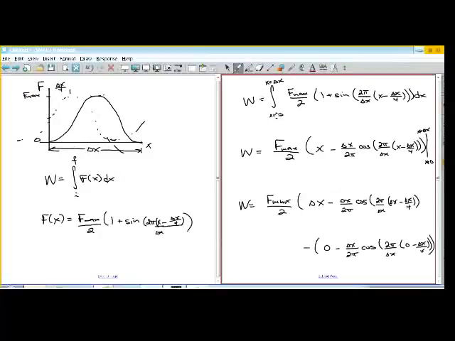So the work would be the integral from x equals 0 to x equals delta x. And the force as a function of displacement, as a function of x, is this equation. And you multiply the whole thing by dx. So this is a constant, so we can bring that outside the integral sign. The integral of 1 is x. So the integral of 1 dx is x.